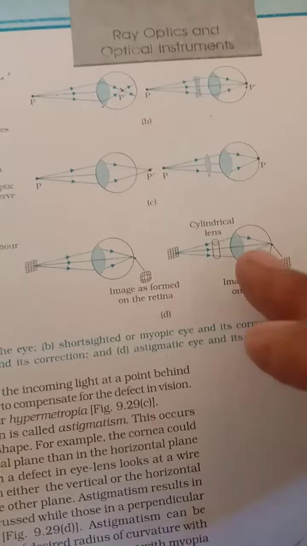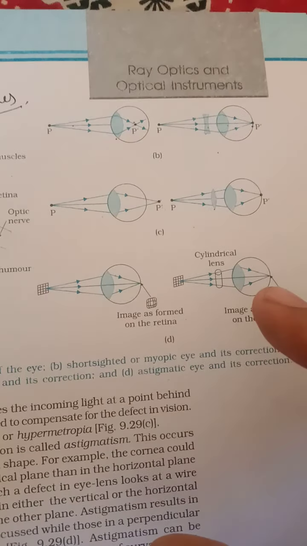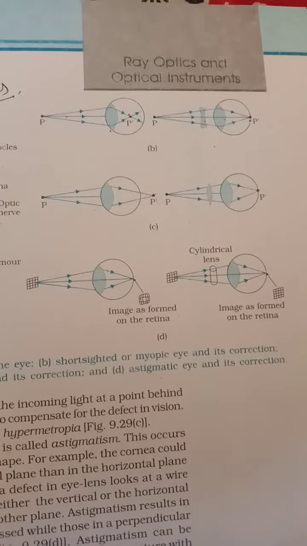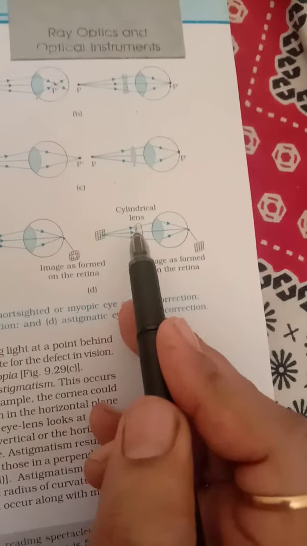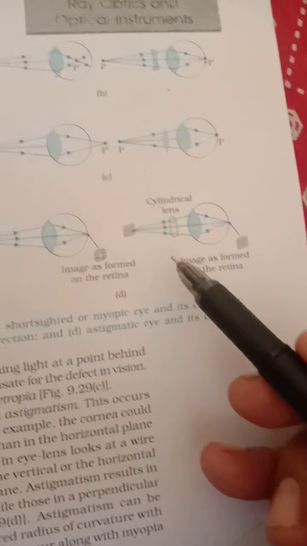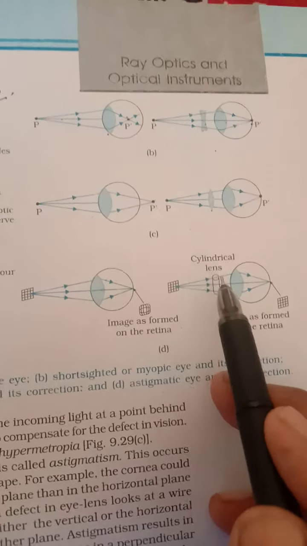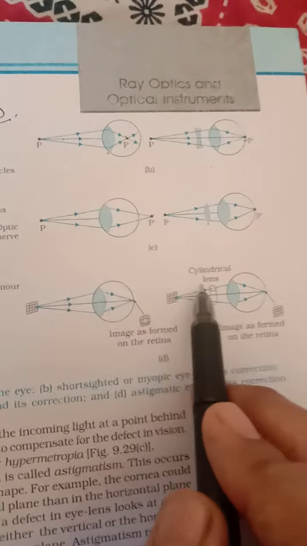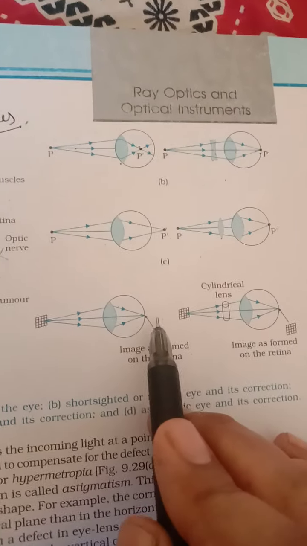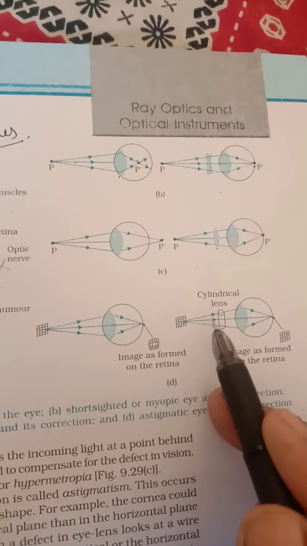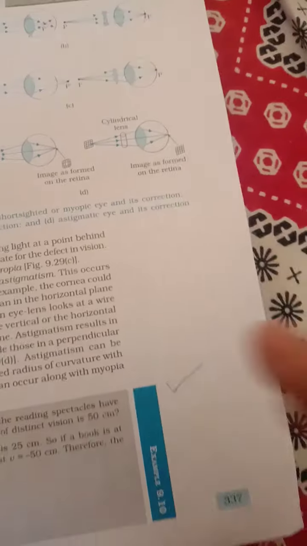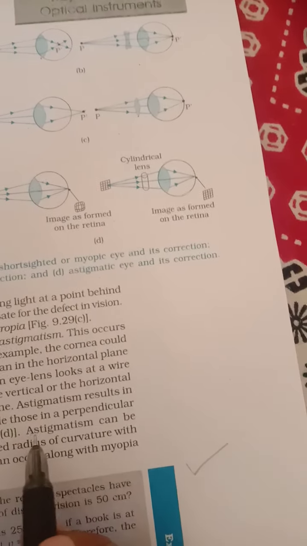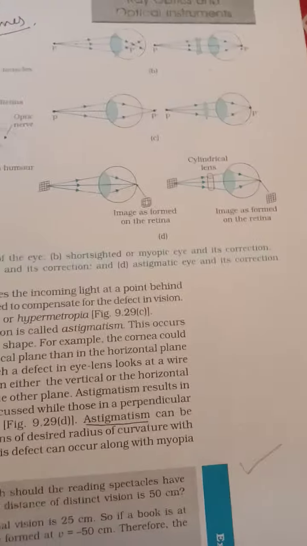What does bifocal lens mean? A spectacle made up of two types of lens, a combination of two types of lens. The upper part is what? Concave, and the lower part is what? Convex. This way, from the upper part the maximum light will be diverged, but from the lower part of the object the maximum light gets converged, and the image can be formed on the retina. And the process is called what? Astigmatism.